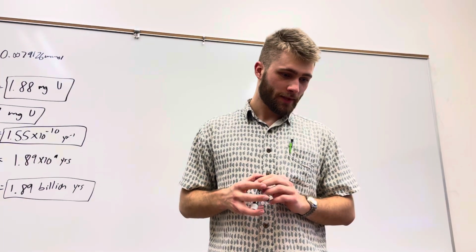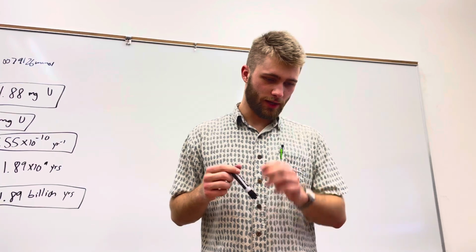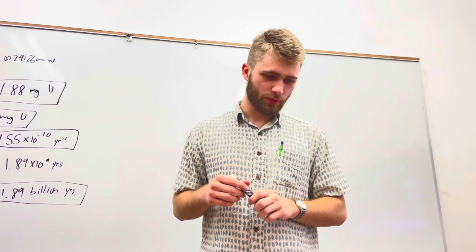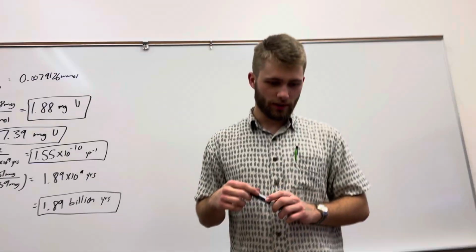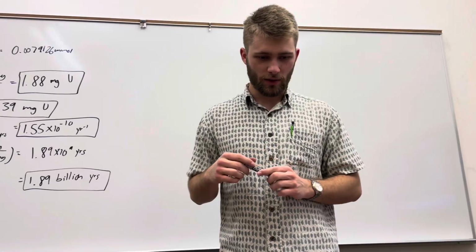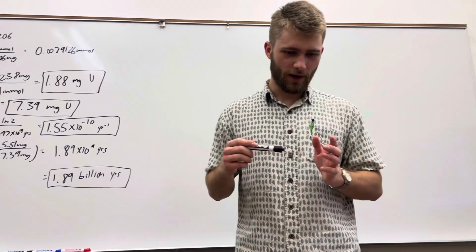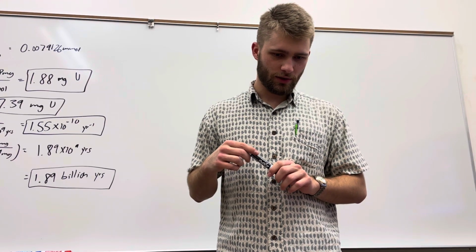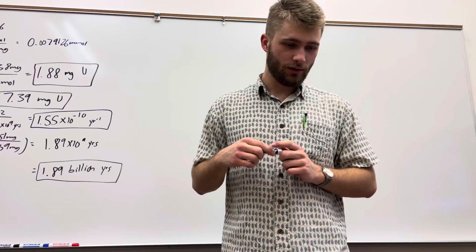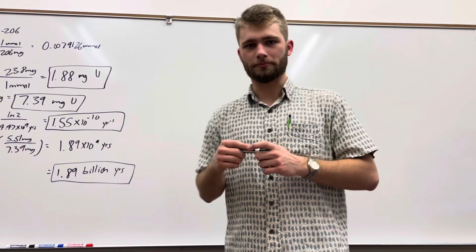So step A, assume all the lead-206 came from uranium-238 decay. 0.01 moles of lead-206 weighs 206 milligrams, and 0.01 moles of uranium-238 weighs 238 milligrams. Done, right? How much did the 1.63 milligrams of lead-206 weigh when it was uranium-238?